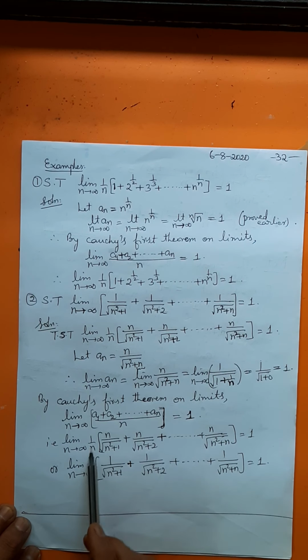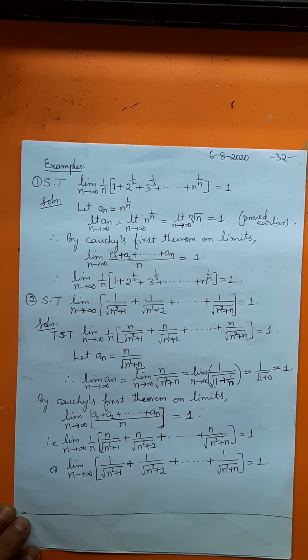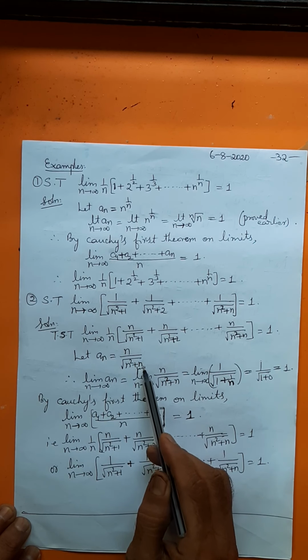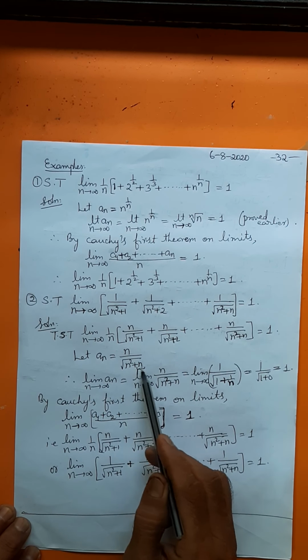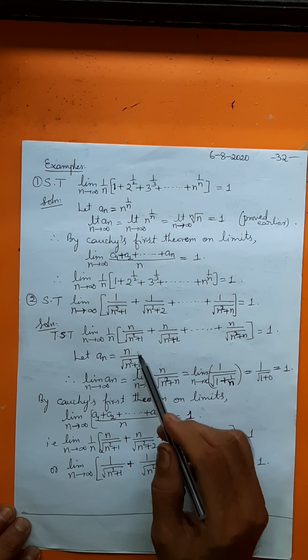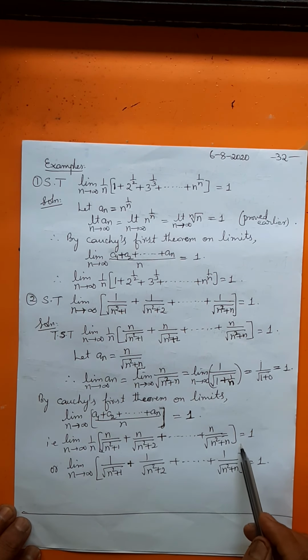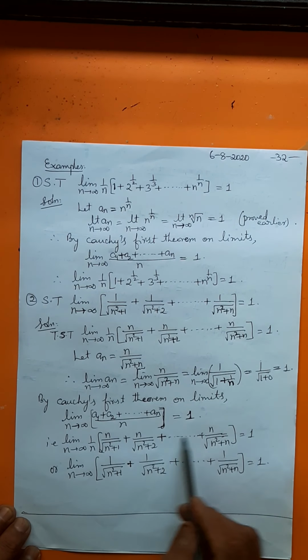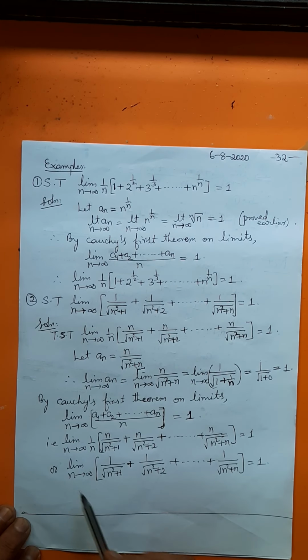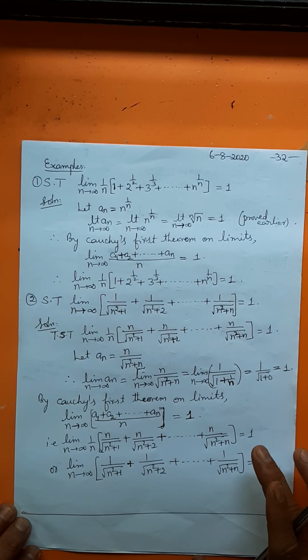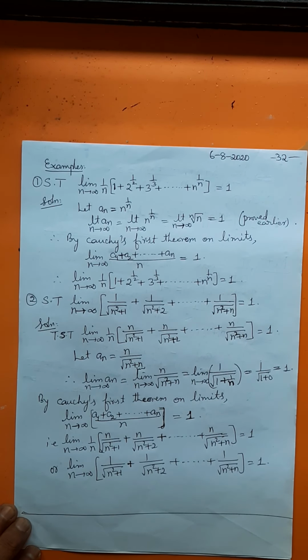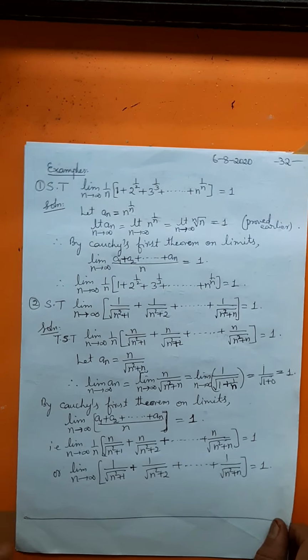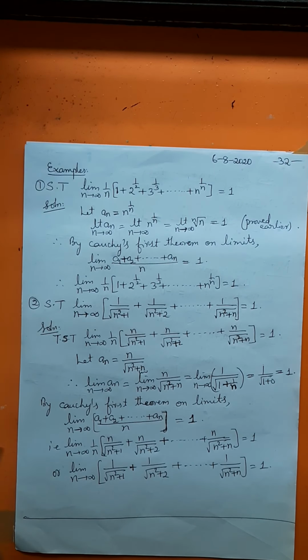The 1 by n is here. a1 is n by root of n square plus 1, changing only the second term. a2 is n by root of n square plus 2, etc. an is this. This is going to be 1. But the n common is there, so this n and this n you can cancel. Therefore, the given limit is also 1. So these are two simple problems, but important. You are likely to get one question in the exam here. So this is about Cauchy's first theorem on limits.